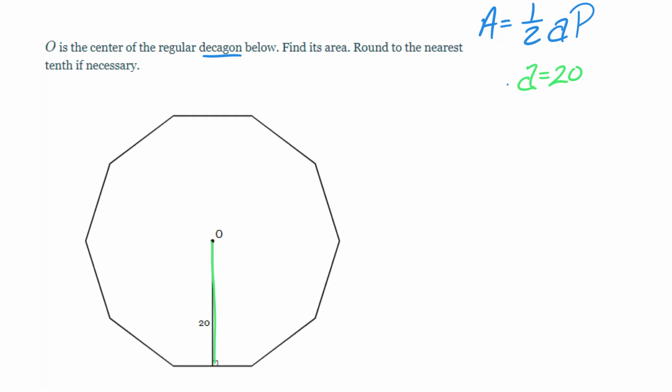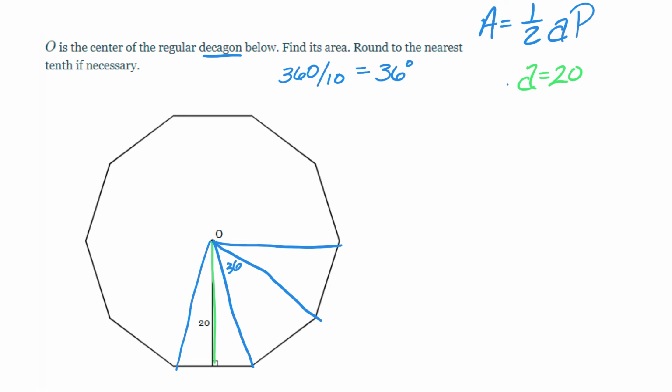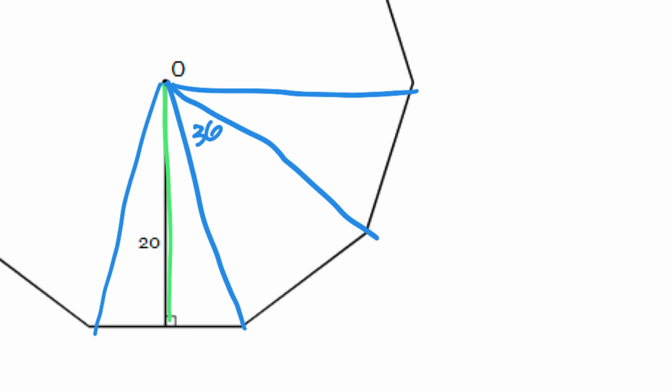So in this case, we have a decagon. A decagon is a 10-sided figure. So we are dividing our 360 degrees amongst 10 angles, which means the blue triangle that I'm drawing here is a measure of 36. If I drew 10 triangles, they would all be 36, 36, 36. If I can find the area of one triangle, I can find the area of all of these.